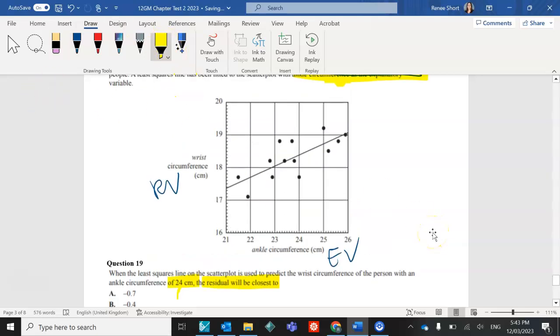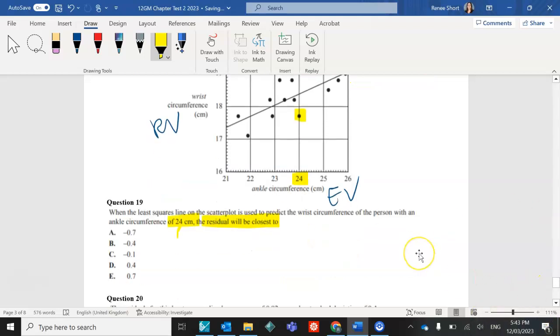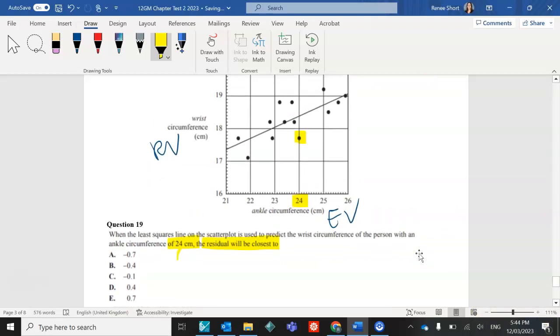So what this needs me to do is actually look at ankle circumference 24 and pick the person, which is this person here. Now, I'm going to estimate what their residual is. And if I just look at that, their dot is sitting below the line, which means they have a negative residual. So straight away, D and E are gone. Now, I sort of have to now work out what this value is.